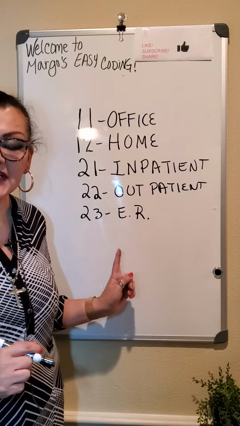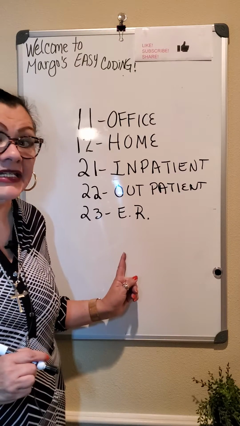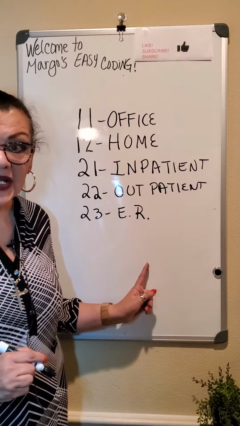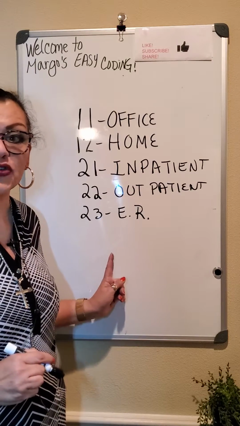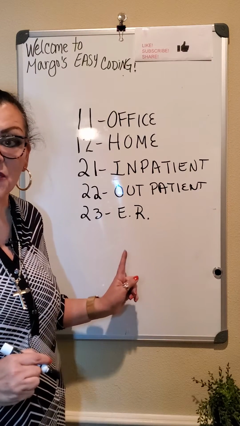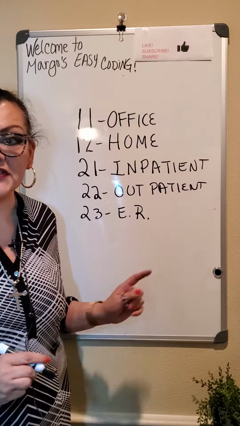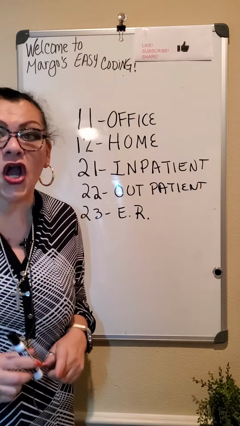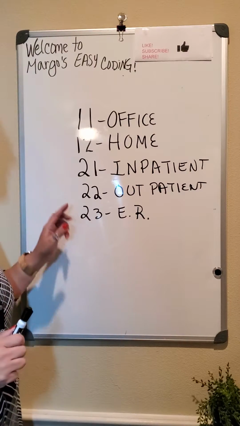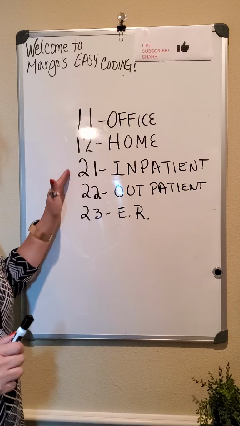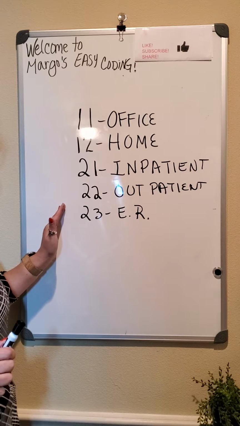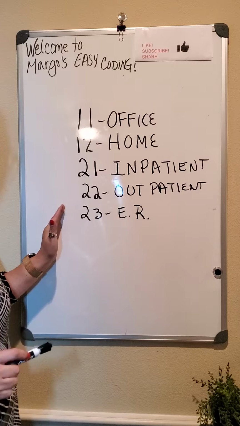If the patient is being seen in the emergency room, the place of service is 23. Place of service for emergency room is 23 always. As you can see, our place of services are always 2 digits.